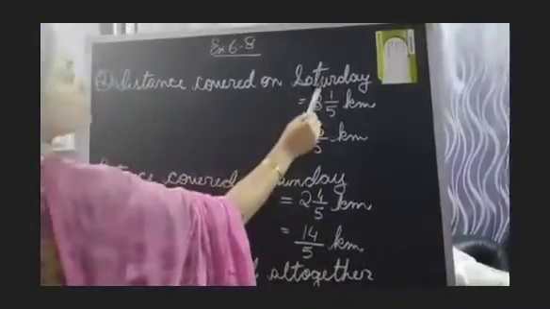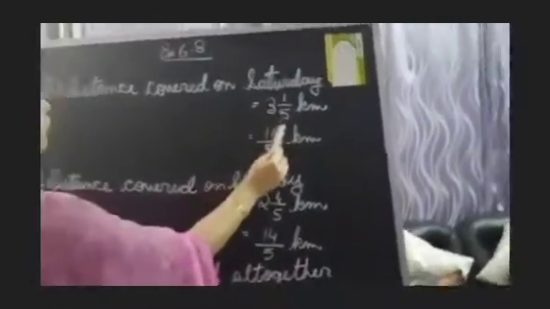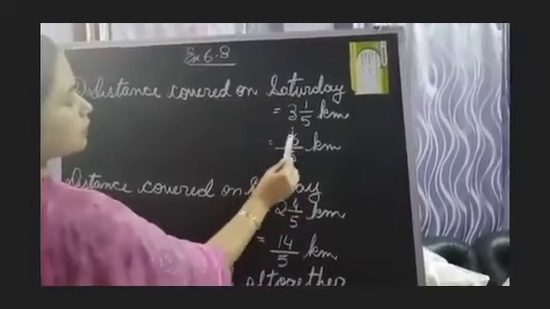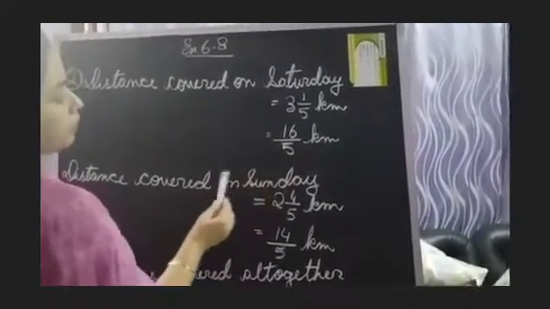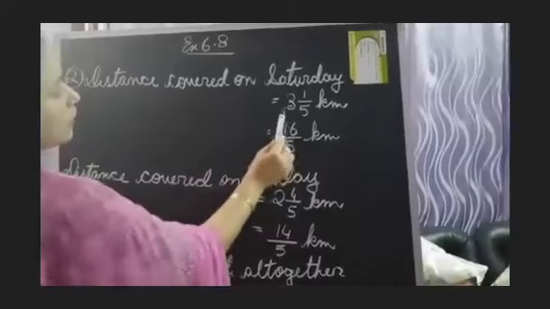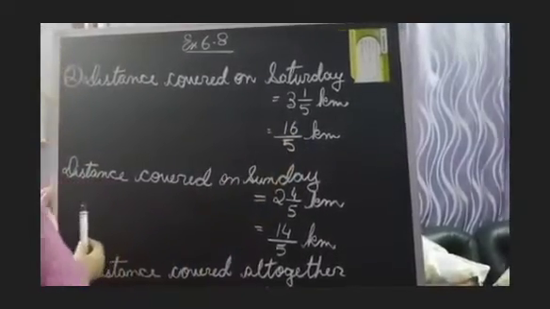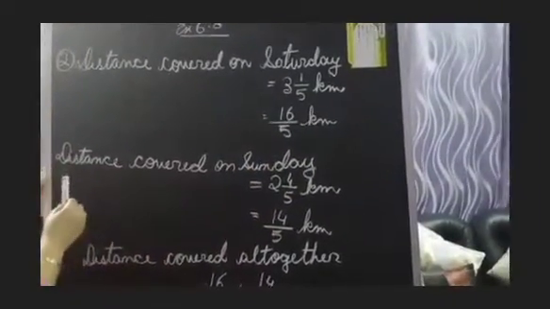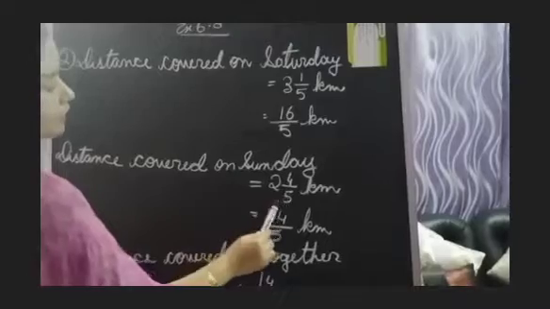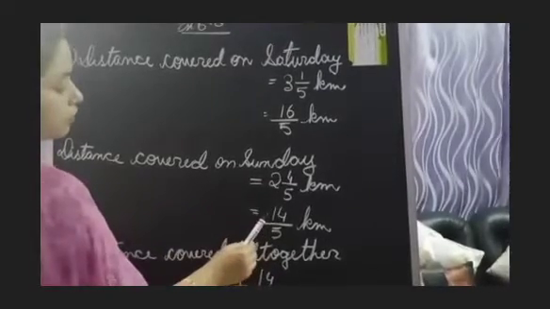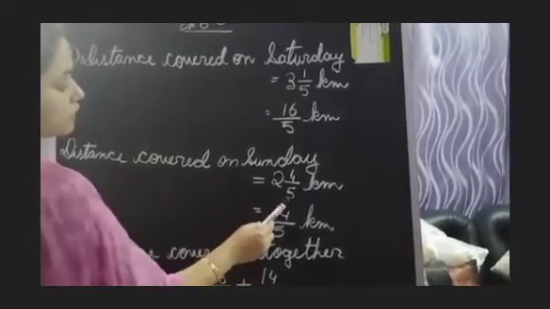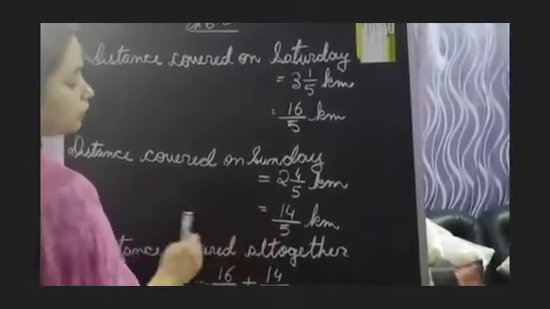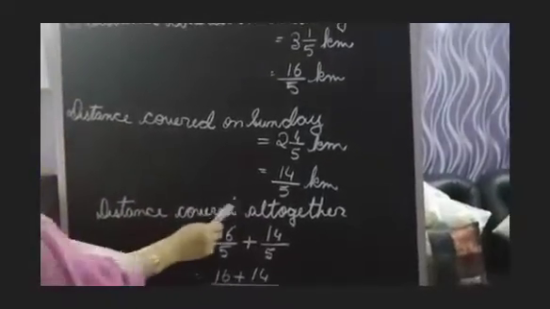Distance covered on Saturday, 3 1/5. This is a mixed fraction, so we will convert it into a fraction. That is, 3 into 5 is 15, plus 1 is 16. 16/5 kilometers. Distance covered on Sunday. Again this is a mixed fraction, so we will convert it into another fraction. That is, 5 into 2 is 10, 10 plus 4 is 14. 14/5.